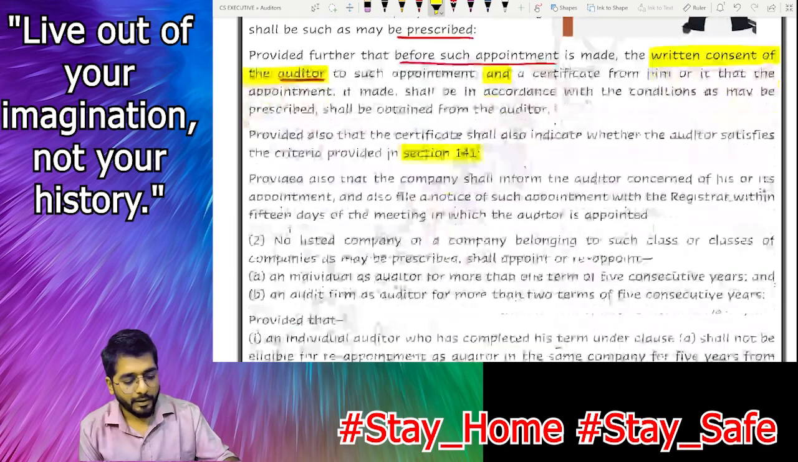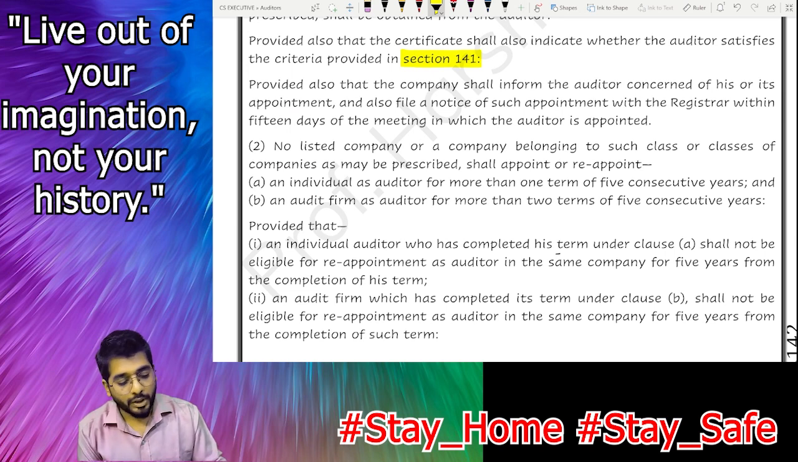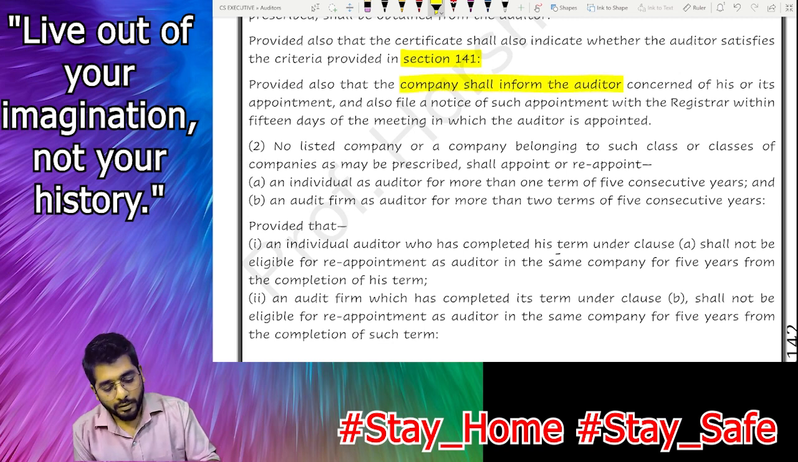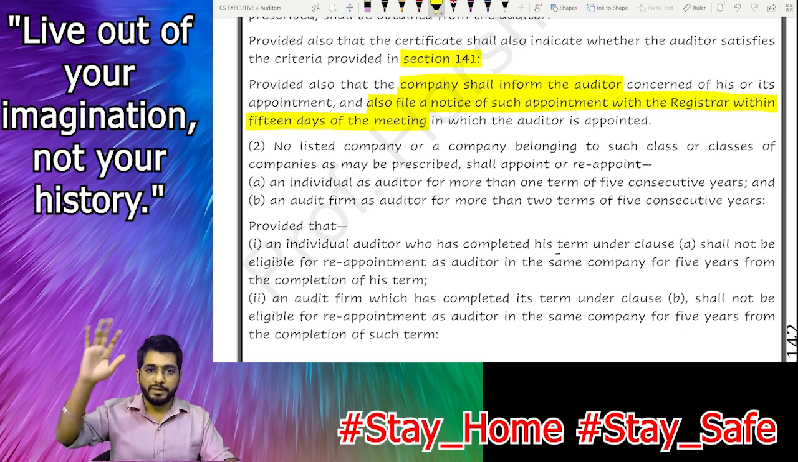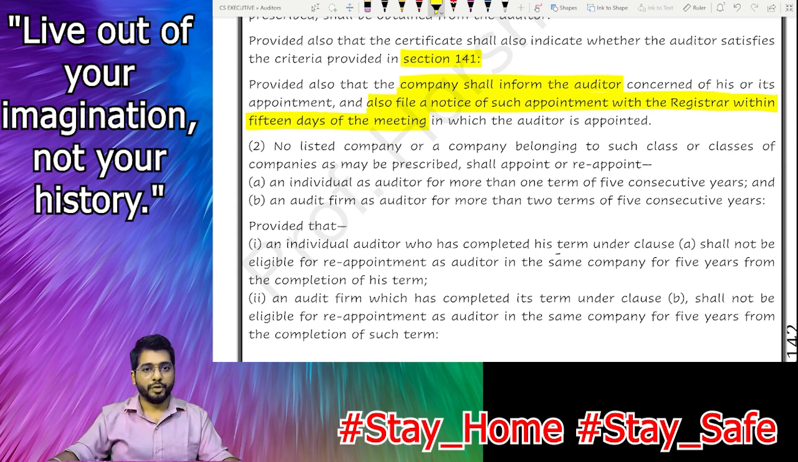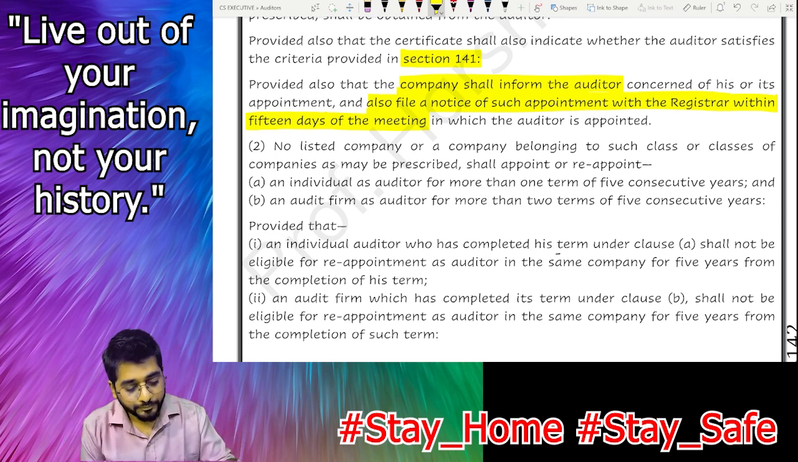We'll talk about that. Provided also that the company shall inform the auditor concerned of his or its appointment, and also file a notice of such appointment with the ROC. Company shall inform the auditor, and also file a notice of appointment with the ROC. Sir, when to file it? Within 15 days from the date of the AGM. Correct? So in whichever AGM you are appointing the auditor, an official intimation should go to the auditor that you have been appointed as the auditor of our company, and a similar copy will be given to the ROC also to inform them that we have appointed ABC and company as the auditor.